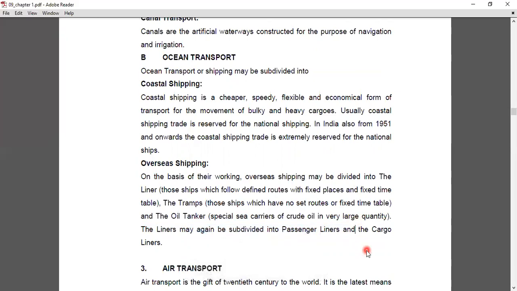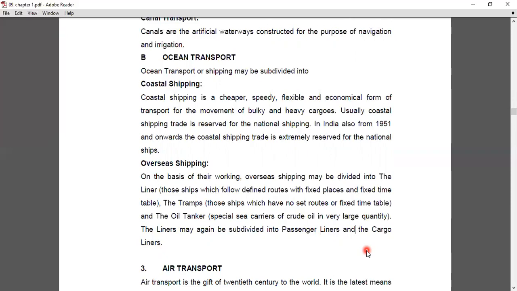Okay, so in overseas shipping, when any country is importing or exporting goods, water transportation plays a massive role, because it is a cheaper mode of transportation, and heavy goods can be transported with the help of that system. So there are different types of overseas shipping, like the liners, the tramps, and the oil tankers. The liners may again be divided into passenger liners and cargo liners.